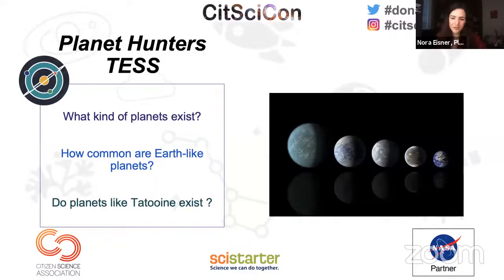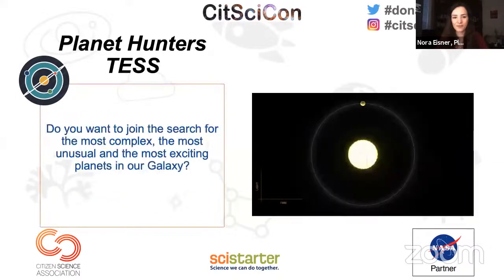So answering some of these questions will not only help us understand the universe and the Milky Way as a whole, but it will help us shed light on how the Earth formed and what will happen to the Earth in the future. So we want to find more of these exoplanets. So just very briefly, how do we do that?